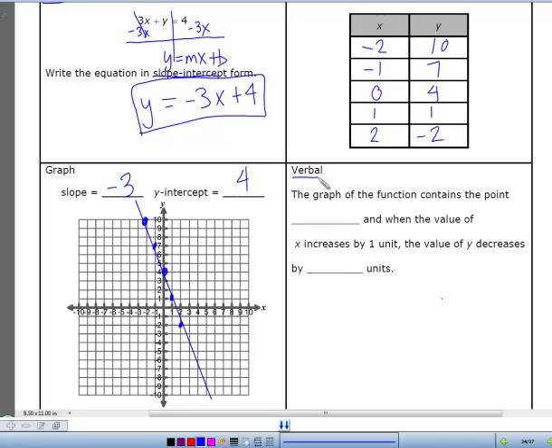Now for the verbal interpretation of my equation. So the graph of the function contains the point, we'll go with -2, 10. And when the value of x increases by 1 unit, the value of y decreases by 3 units. So this is the meaning of slope. This is how we interpret it. And I can pick any point from either my table or my graph, and this statement will still be true, that as x increases by 1 unit, the value of y decreases by 3 units.